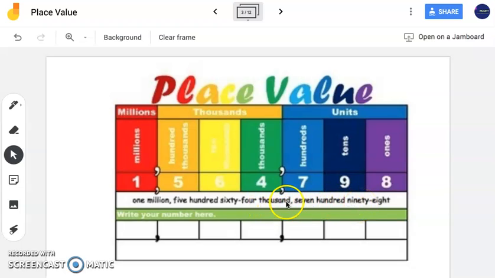1,564,798. Now notice where I put my commas was every 3 digits from right to left. And when I say thousands, that's that key word that I need to include that comma. And including those commas in my numbers helps me when I'm reading these numbers.